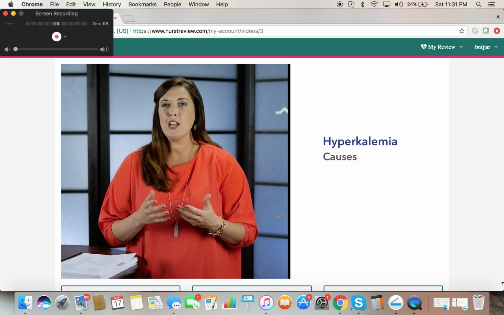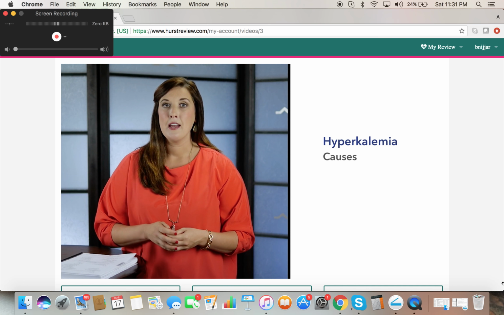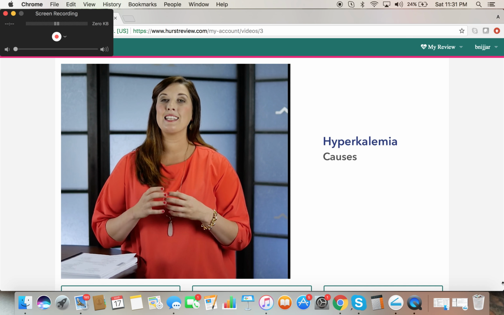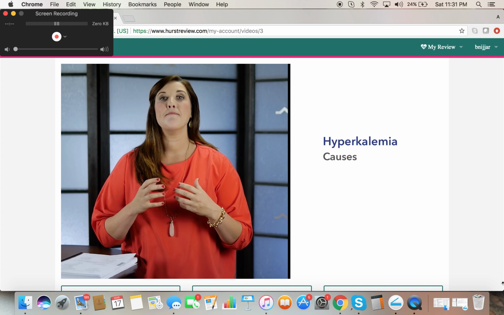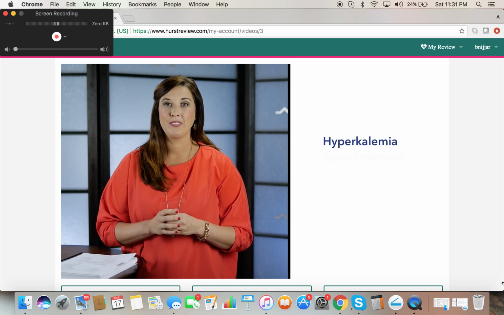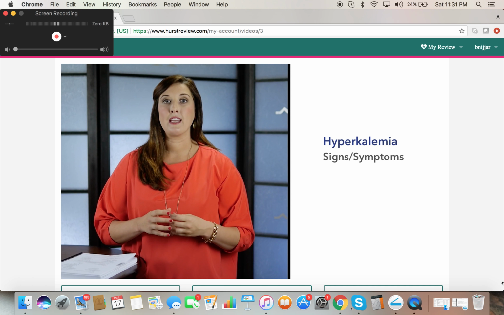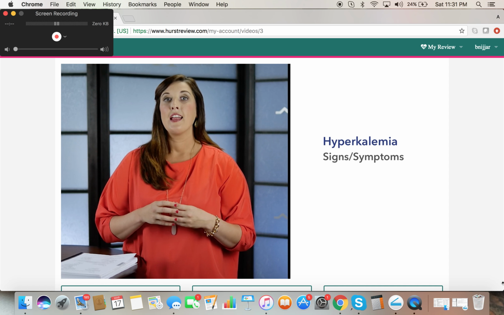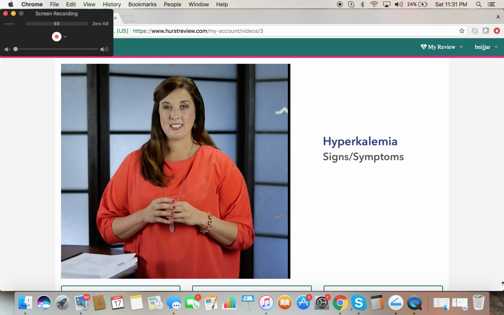Let's look at the causes. Kidney trouble. We understand that. Spironolactone can cause hyperkalemia because spironolactone makes the client retain what? Yes, potassium. It makes them retain potassium. So let's look at the signs and symptoms. Hyperkalemia begins with muscle twitching, then proceeds to muscle weakness, then flaccid paralysis.